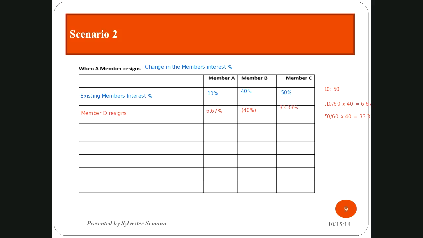So the new members' interest. Remember, we must add here. So please help me. The new members' interest. Obviously, here is going to be 60.67. And here we're going to have, guys, you must write this 0 in the exam. It's a mark. You must write 0. Don't just leave it. And this one is going to be 83.33%. You're all following, guys.